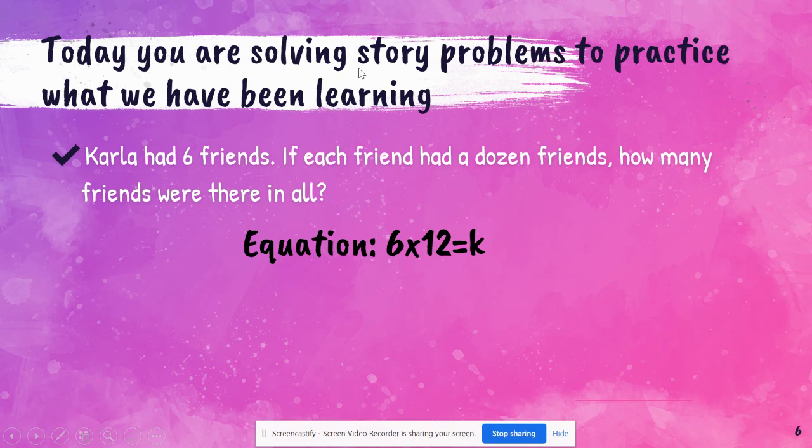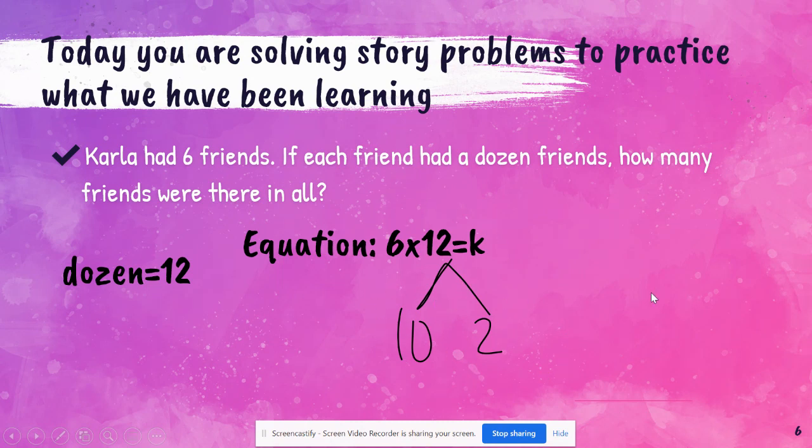All right, so today we're solving story problems to practice what we've been learning. So our story problem is Carla had 6 friends. If each friend had a dozen friends, how many friends were there in all? So a dozen equals 12. And then we're going to take that 12 and we'll pull the 10 out. And then we have 2 left over. 10 plus 2 equals 12.